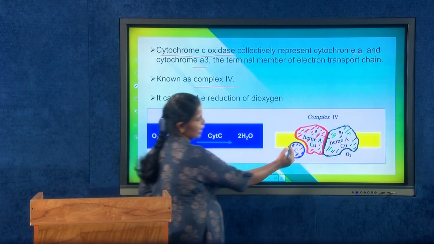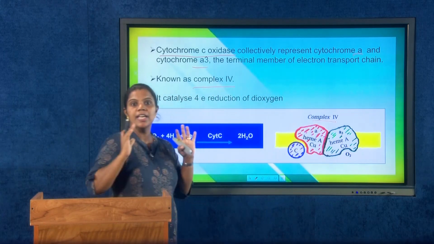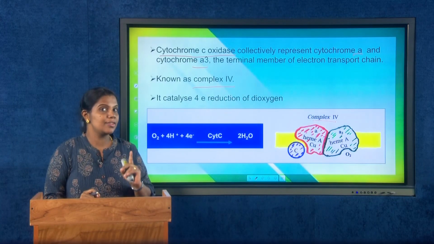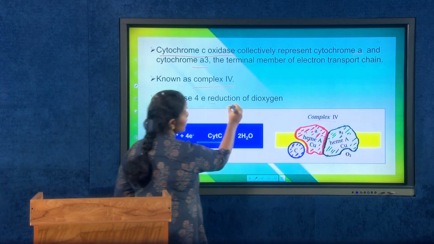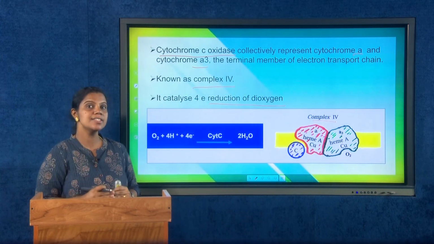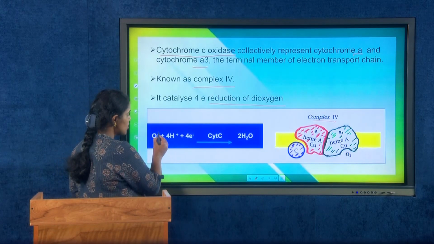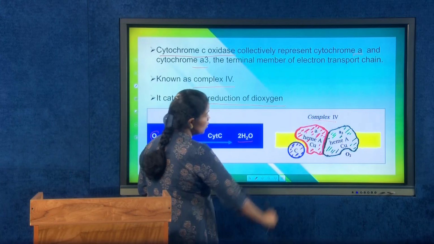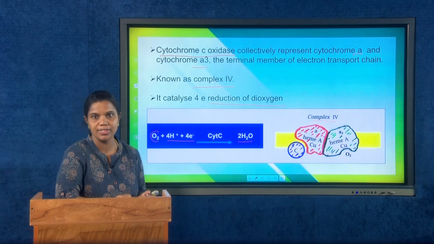So, here you can see a depiction of the structure of the cytochrome C oxidase. We will see the function of cytochrome C oxidase. Now, it catalyzes the reduction of dioxygen. What is the function of cytochrome C oxidase? It catalyzes the 4 electron reduction of dioxygen. You can see that oxygen is being reduced by utilizing 4 electrons to water. That is the function of this complex 4 or the cytochrome C oxidase.